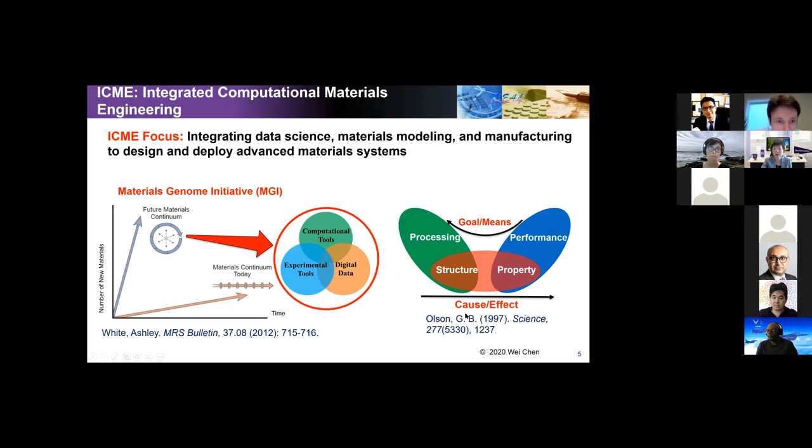From the modeling perspective, we're talking about a mapping from process to structure to property to performance. And from the design perspective, it's more like an inverse process: we have some design target for the performance, and how do we infer the optimal property, structure, and processing?